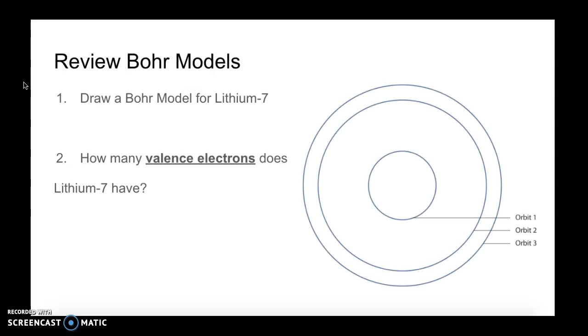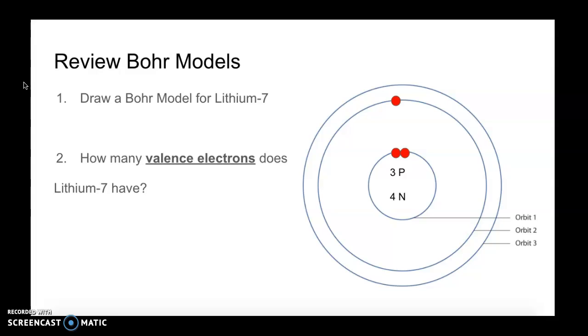So reviewing Bohr models, let's draw the Bohr model for lithium-7. If you look on the periodic table, lithium has an atomic number of 3, so we will put 3 protons in the nucleus and 4 neutrons because the mass is 7. How many electrons should we draw? If we have 3 protons, we should be drawing 3 electrons. So we go 1, 2, 3, right? 2 on the first ring. The first ring is full with 2, and then 1 on the second ring.